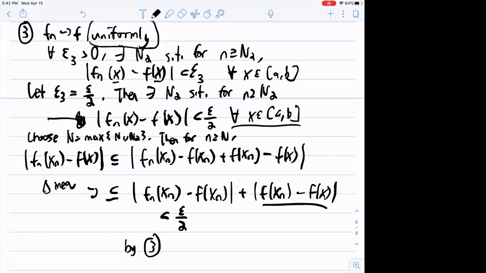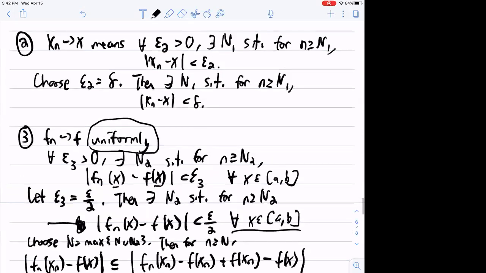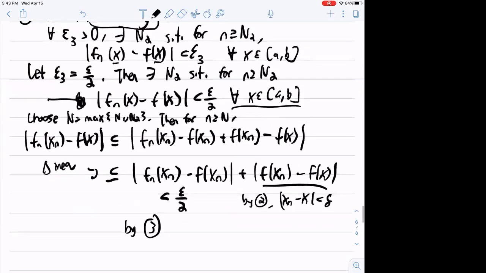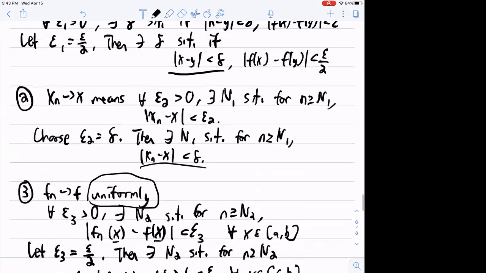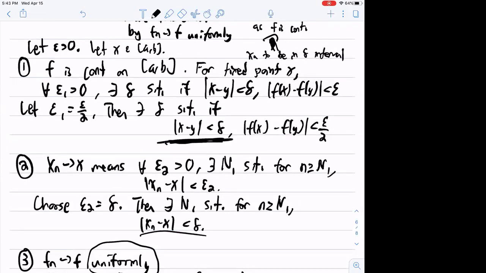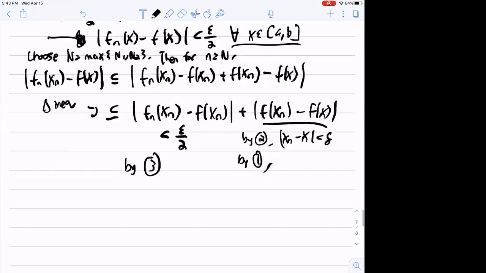And so here, by 2, xn minus x is less than delta, right? So let me recall. From 2, I have that xn minus x is less than delta. And then by 1, whenever x minus y is less than delta, f of x minus f of y is less than epsilon over 2. So I get the result, right? So this is less than epsilon over 2 plus epsilon over 2, which is epsilon.